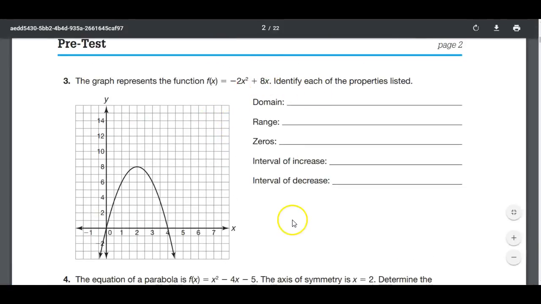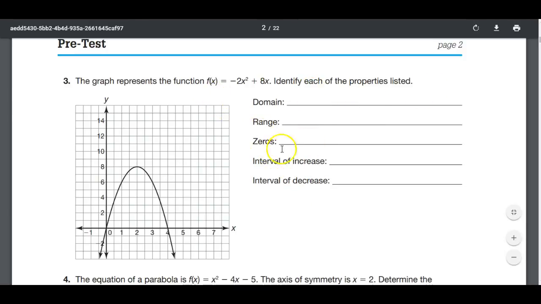All right, here it says the graph represents the function f of x equals negative 2x squared plus 8x. So identify each of the properties listed. So now they've given us the graph. We just need to find the properties and identify them. Okay, so remember that we're going to use our interval notation, which we haven't used for a while since earlier in the class. I'll try to make sure I use it well here.